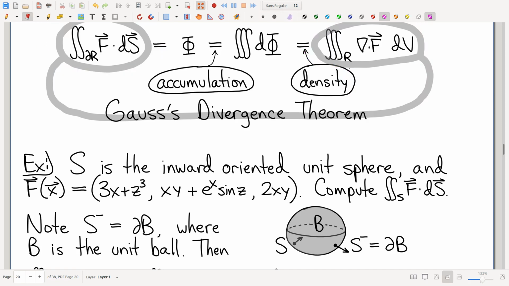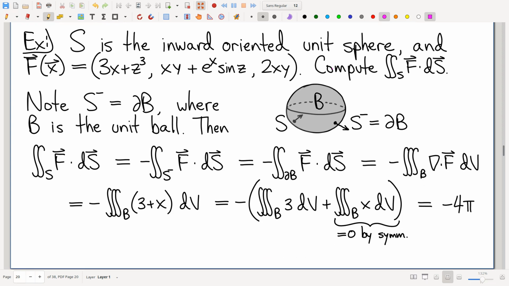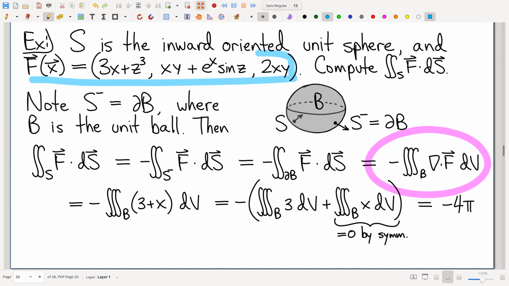Let's go ahead and get to the good punchline. So we have successfully turned this into a triple integral, with a minus sign in recognition of the orientation problem. And we've got to compute the divergence. So we're going to have to take this vector field.